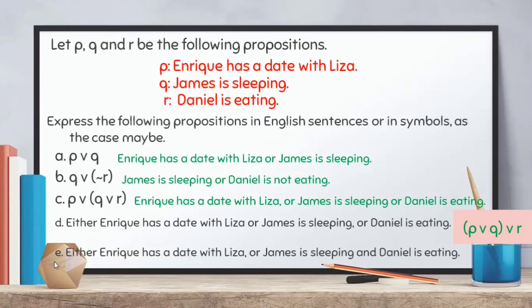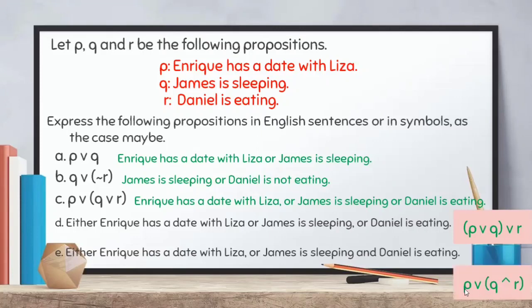So now let's go to our letter E. So either Enrique has a date with Liza, then we have here our comma, right? Or James is sleeping and Daniel is eating. So this time, this will be the first part that we're going to write. So this time, James is sleeping and Daniel is eating will be placed inside our parentheses. But also, you have to be careful that our connective used here is and. Okay? So you have also to use your connective correctly.